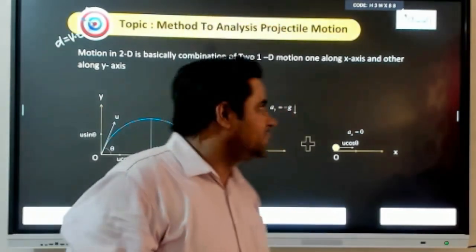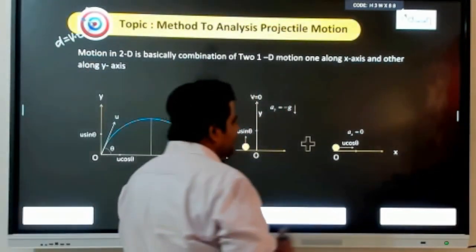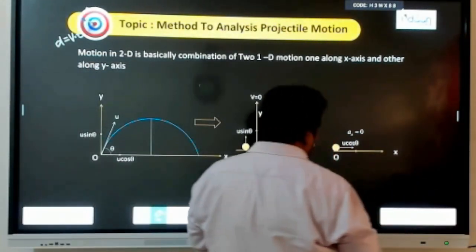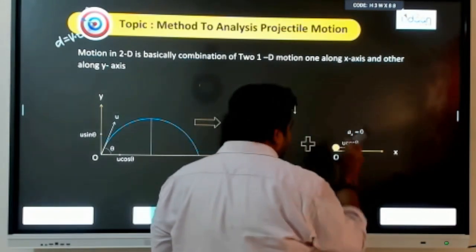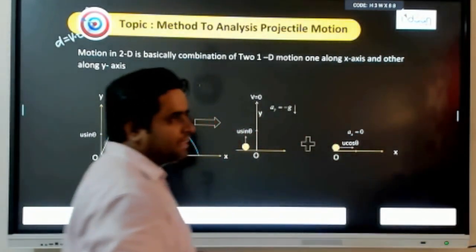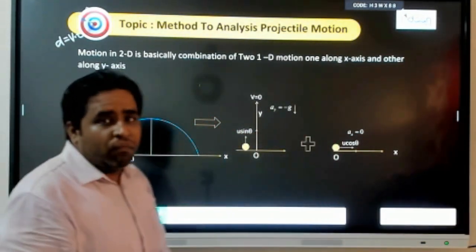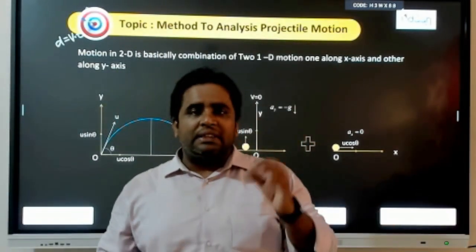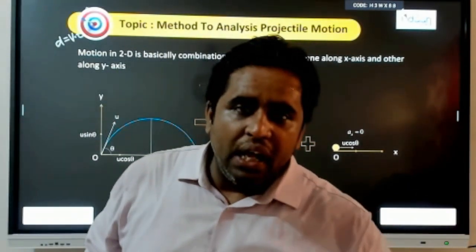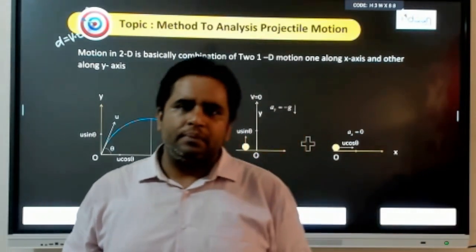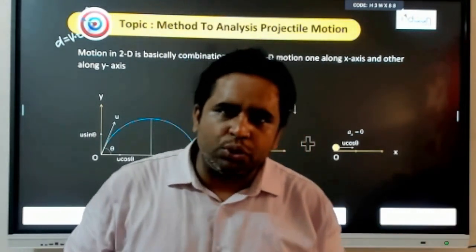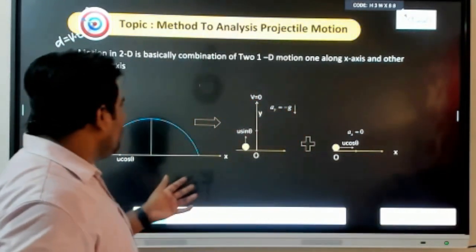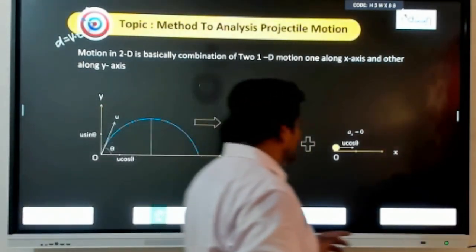Understood? Yes. And similarly, in the x direction the acceleration is 0, so it is not going to have any effect on the u cos theta part. Whatever the value of u cos theta was at the initial state of the journey, the same value is going to be there at the last point of the journey. I hope you have understood my point. Depending upon all these concepts, we are moving ahead with the time of flight part.